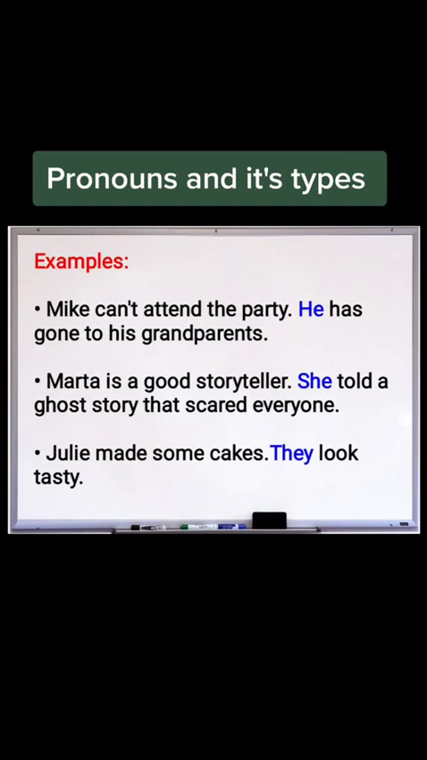He has gone to his grandparents'. Marta is a good storyteller. She told a ghost story that scared everyone. Julie made some cakes. They look tasty.